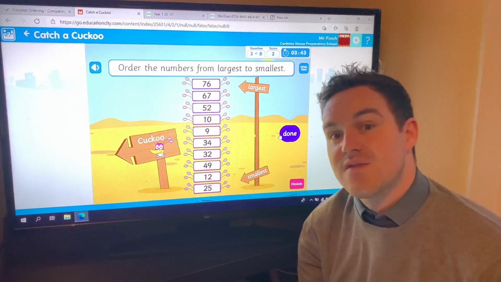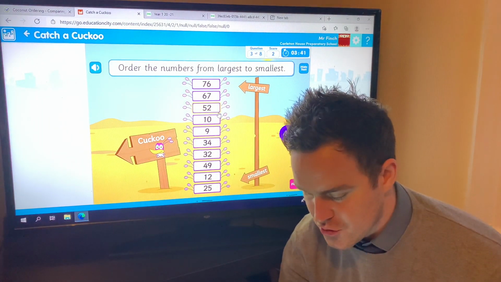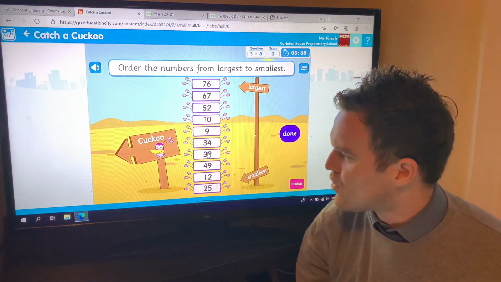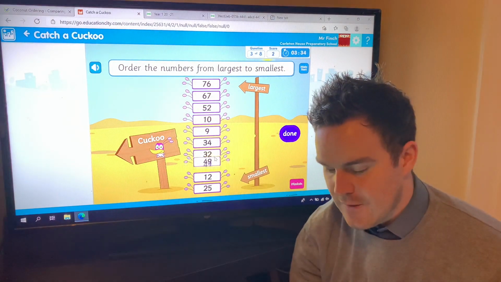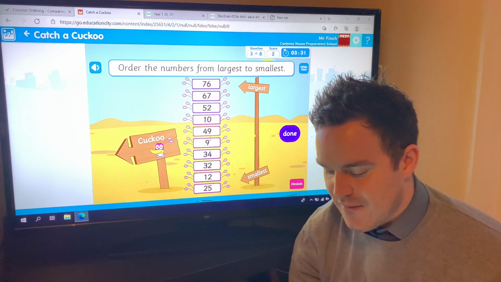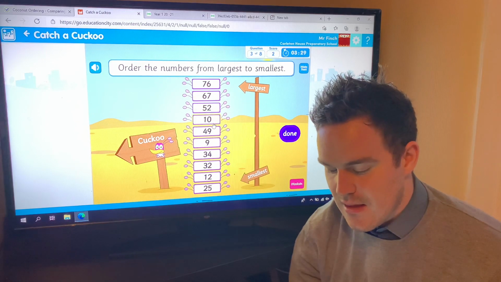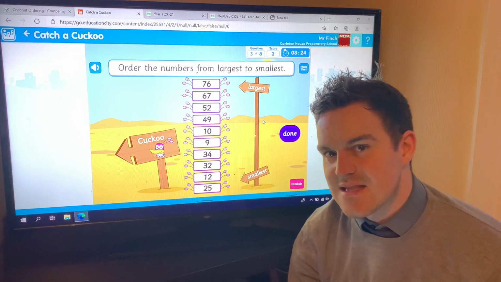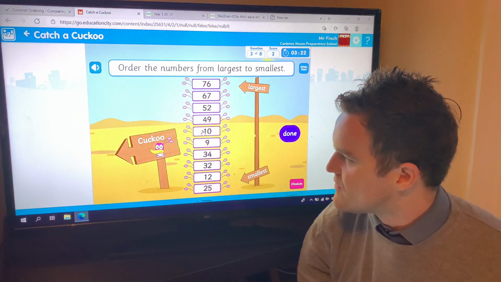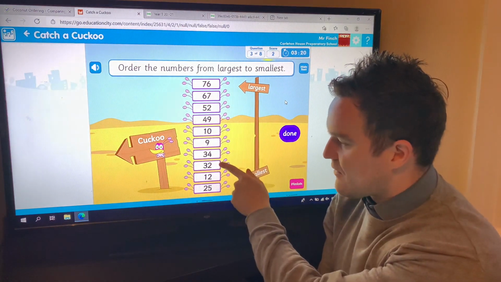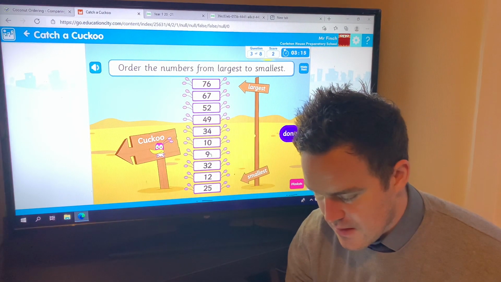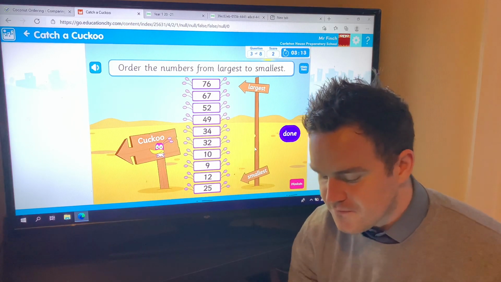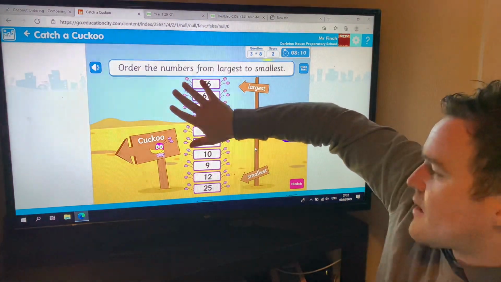Do we have any numbers with 4 sets of 10? We have lots of numbers with 4, but that's 4 ones, isn't it? We're looking for 4 sets of 10. 49, 4 sets of 10. Do we have any numbers with, this is a pain, 3 sets of 10? We've got 2. We've got 34 and 32. 34 is bigger, so let's put it higher up the list. 32 just underneath. Okay, we've got our last 4 numbers here then.